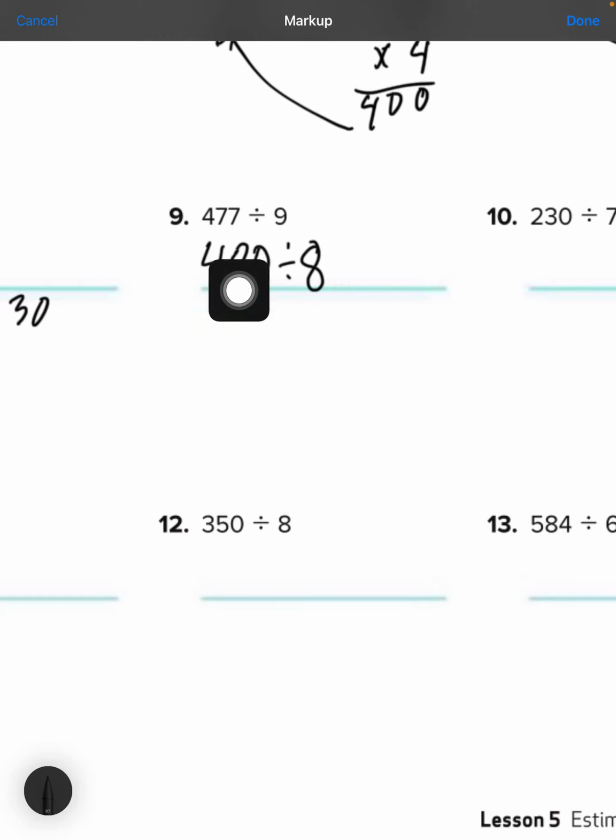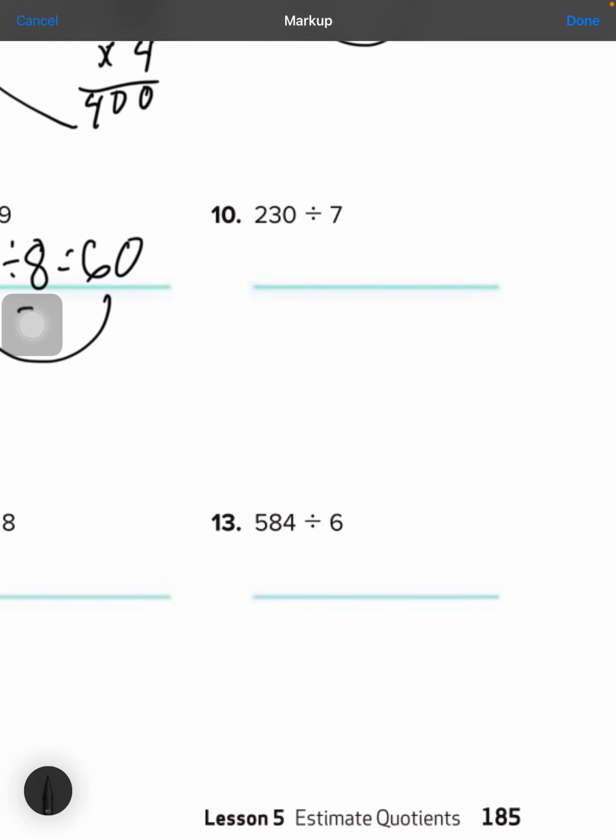So I estimated both of these numbers to something I could do in my head mentally easily. These are compatible numbers. They're fact families. They work nice together. 48 divided by 8 is 6. Bring the 0 over. There you go.